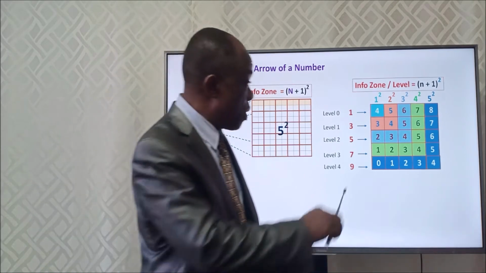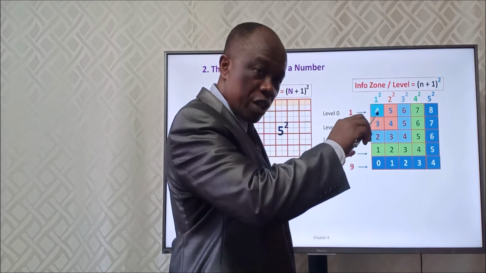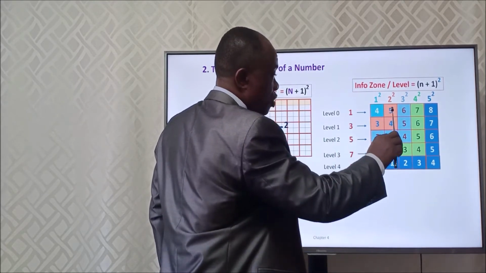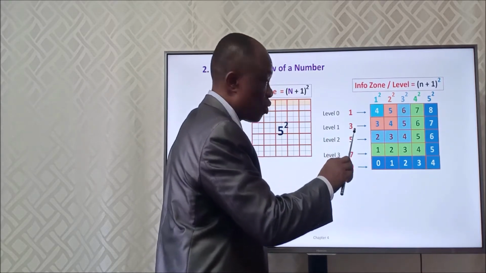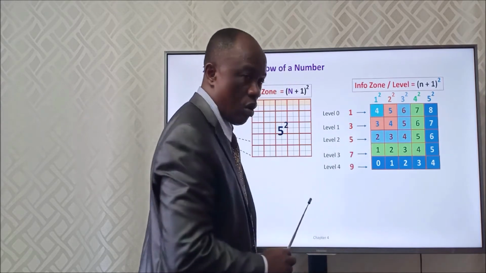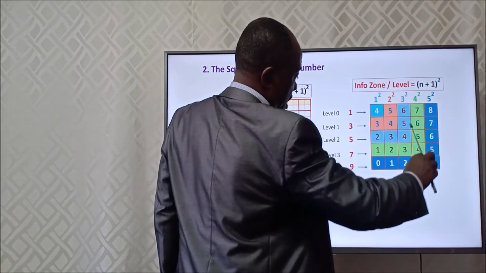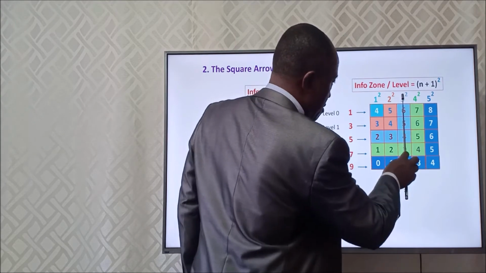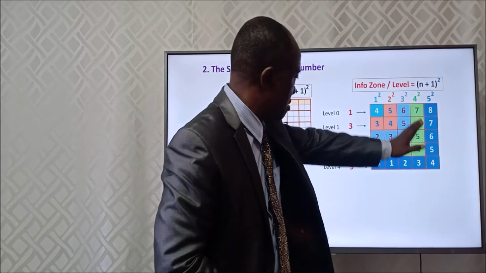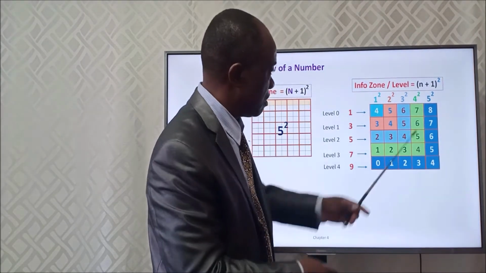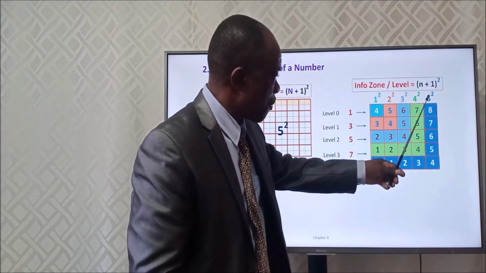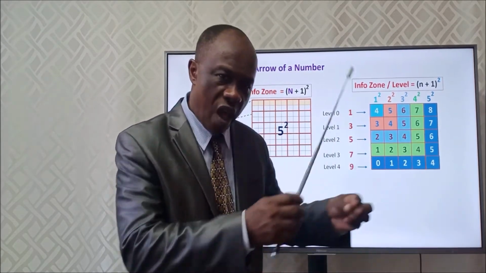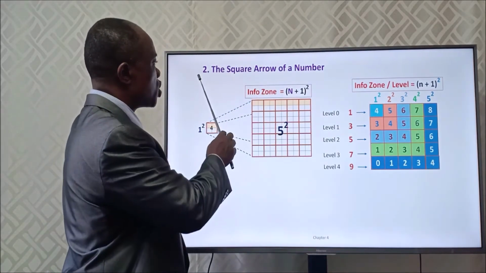And in that process, we will be adding only a number of locations or a number of values. As you see here, we start with 1. Then, at the first level, we add 3 values, which make 4. 2 square, 4. Next, second level, we add 5 locations or 5 values, which make in all 9 or 3 square. Next, we add 7, making 4 square. Next, 9, making 5 square. So the value that we add to a square to have the next square is what we call the square arrow of a number.